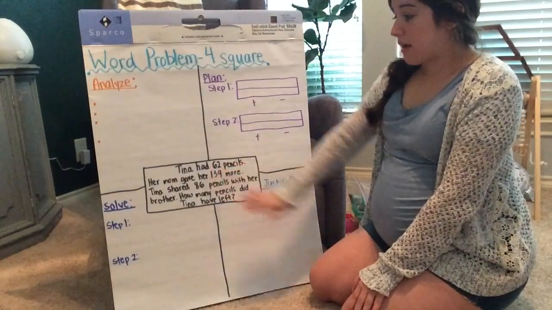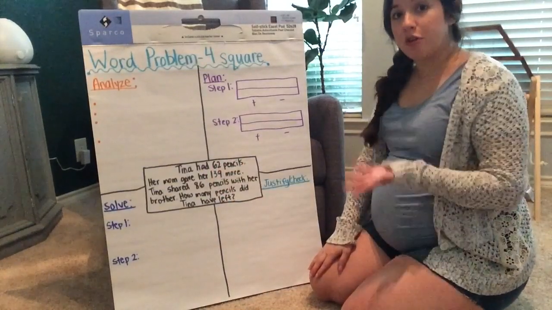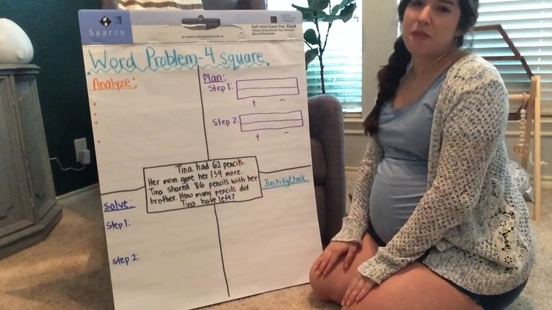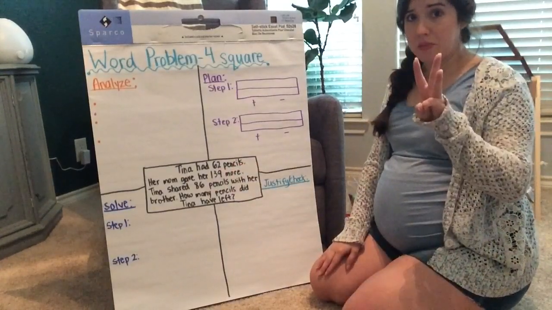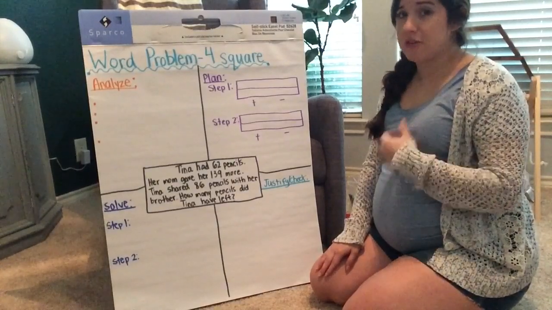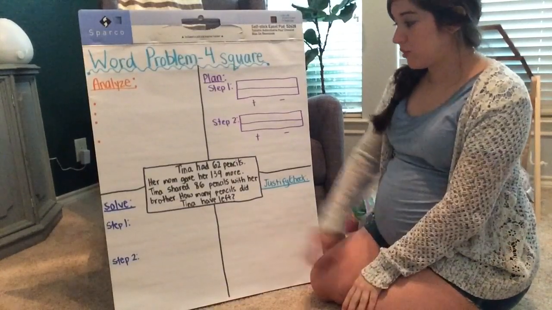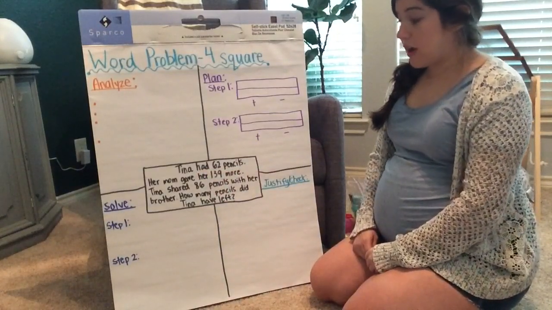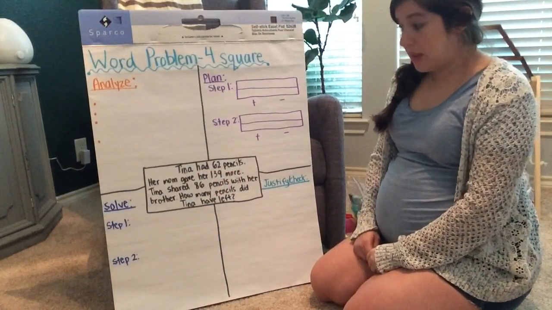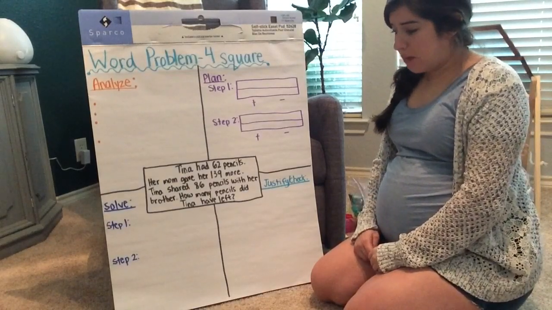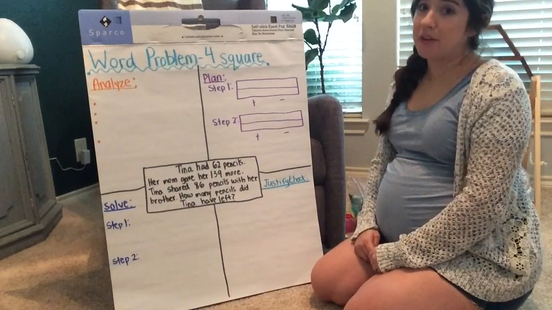Now I did take an example that looks a lot like next Thursday's math lesson. I'm going to go ahead and read it. I always advise my kids to read it 3 times. Circle what's important and underline the question. So that's what I'm going to model for you guys first. Tina had 62 pencils. Her mom gave her 139 more. Tina shared 86 pencils with her brother. How many pencils did Tina have left?